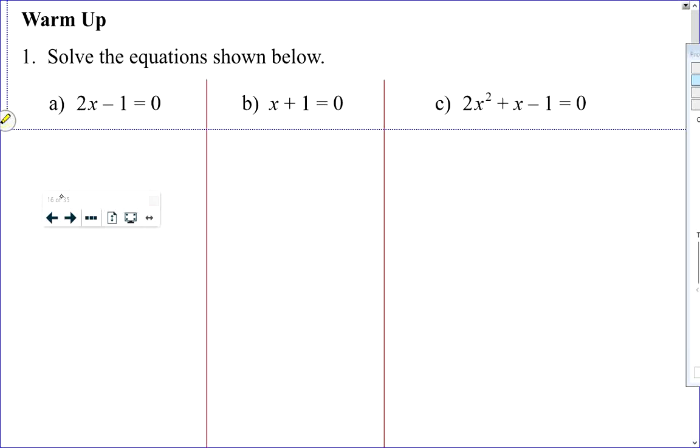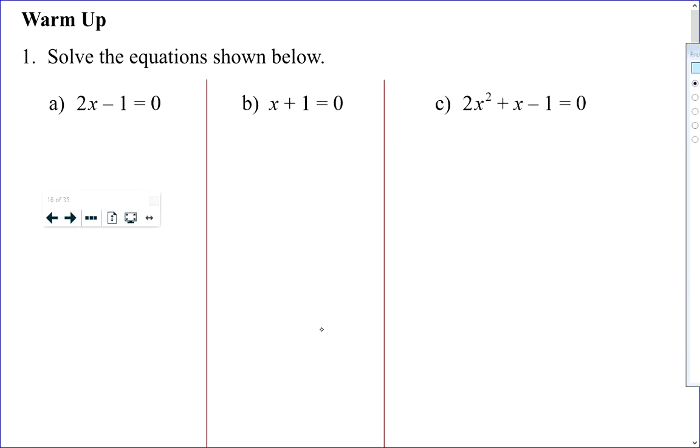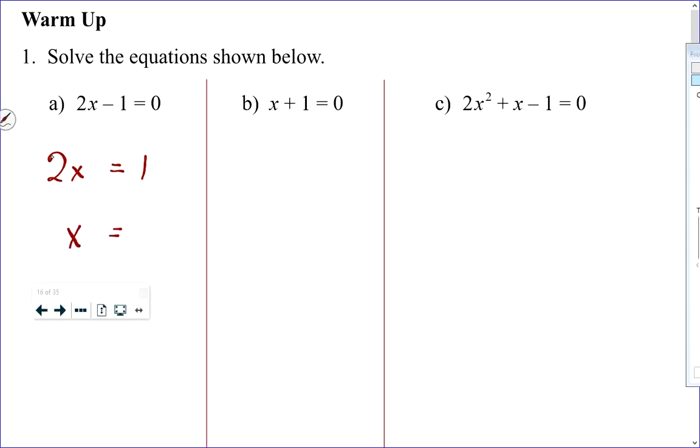Warm up. Solve these equations. Well, this is like stealing candy from a baby. 2x minus 1 equals 0. I'm going to actually show a step here that I don't think many of us would show. I'm going to add 1 to both sides. So what I get is x is equal to 1 over 2. No problem. Here I subtract 1 from both sides. I get x is equal to negative 1.